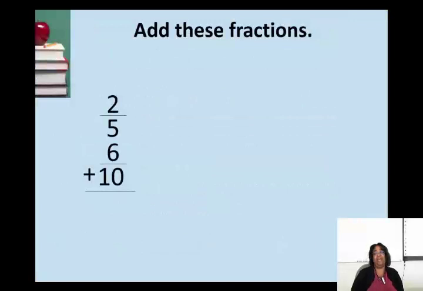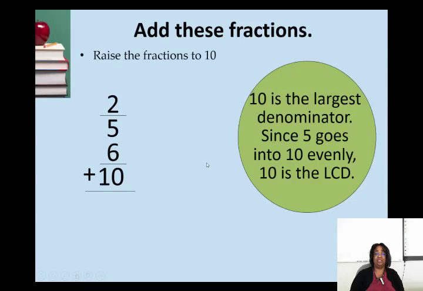So, what would my LCD be for 5 and 10? Because I can't add these yet. What is a number that both 5 and 10 will go into evenly, the lowest number? 10. So I'm going to raise both of these to 10. Now on the bottom, I already have 10, so I just multiply by 1.